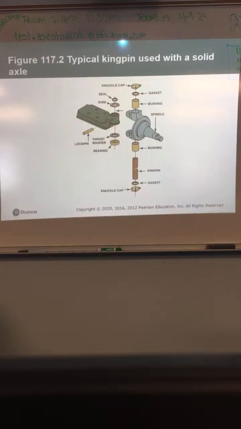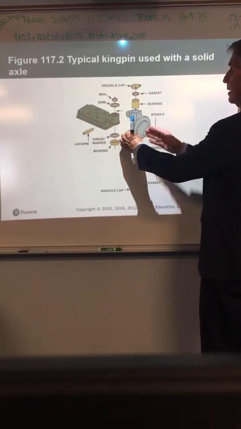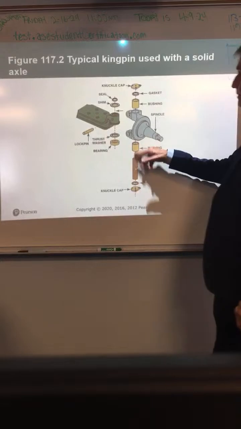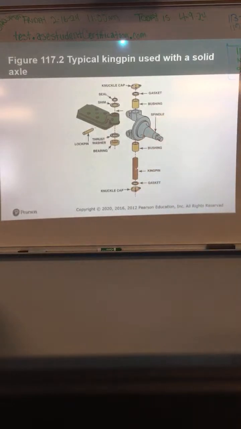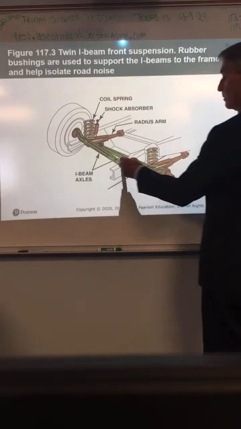Basically, the kingpin was just a pivot point that went through the steering knuckle that allowed it to turn, right? And bushings in it, sometimes they would wear out, they'd have to be replaced as well. There's a picture of it, there's your I-beam. This would be the twin I-beam, so you got one here, you got one here.